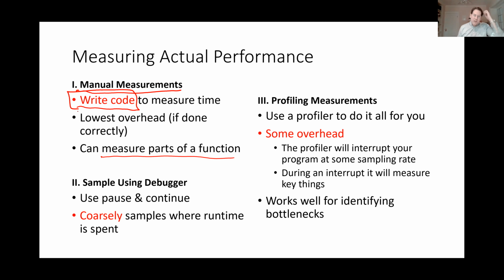Other techniques you can use: you can sample using the debugger. Again, I'll demo this in a little while. The debugger has buttons called pause and continue. So you can actually stop your program, look at where it is, and then hit continue to keep going, and stop it again. You can coarsely sample where the runtime is spent by interrupting multiple times and seeing where you are. Now you can only do that at a pretty slow rate. Maybe you can click those buttons once a second, maybe twice a second, but not very often.